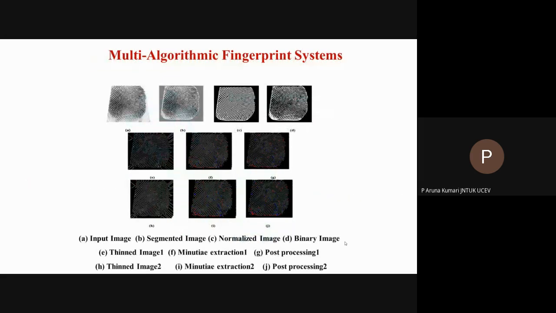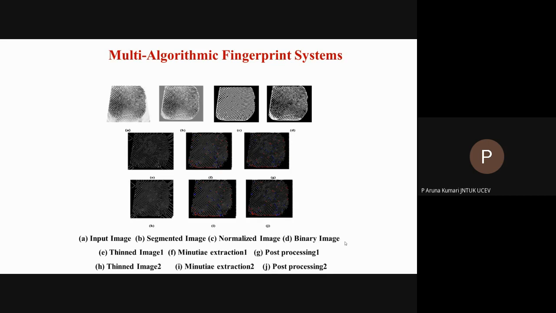For example, I will give you some types of multimodal biometric systems. Here I have given an example of multi-algorithmic fingerprint systems. We have taken a single fingerprint and employed different algorithms to extract the features. Before extracting the features, we have to normalize, binarize, and thin the images. I have generated two different thinned images, and then we have extracted minutiae points.